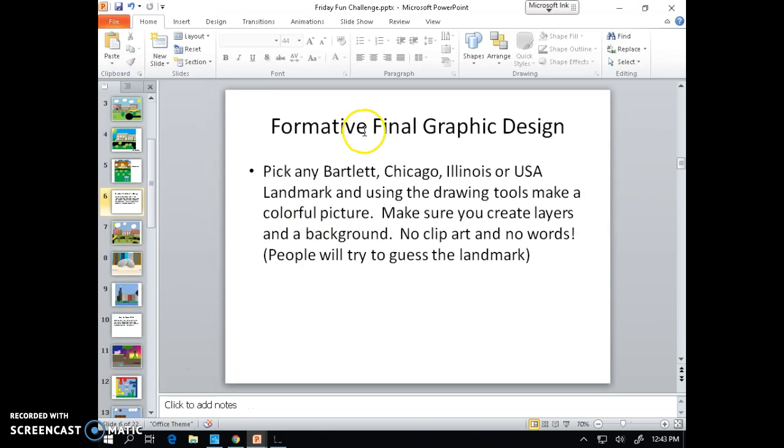For the formative final challenge, you're going to pick any Bartlett, Chicago, Illinois, or USA landmark, and using the drawing tools, make a colorful picture. You must have layers and a background. We're not using any type of clip art or images from the internet. We're not really using any words. You're making this your own creation.